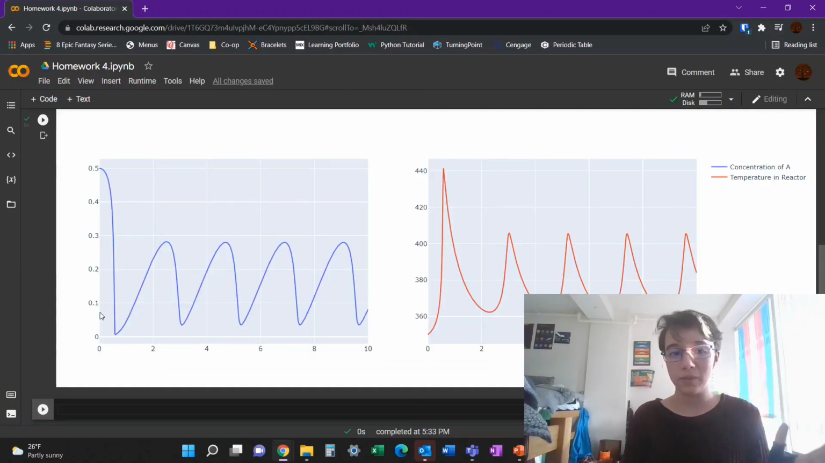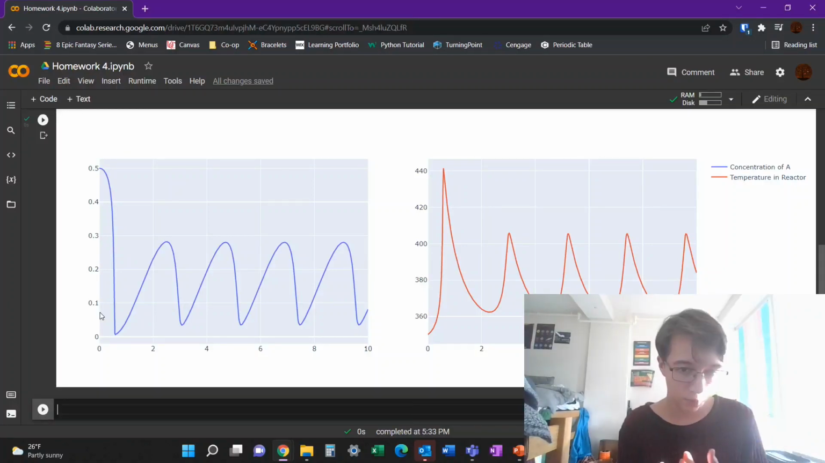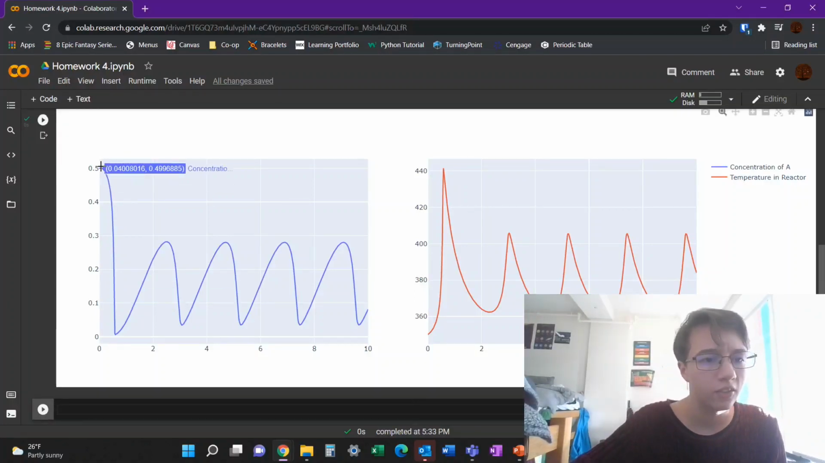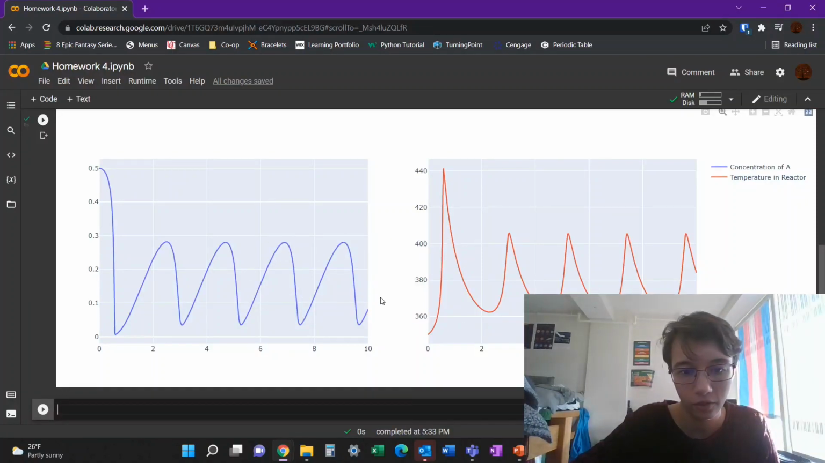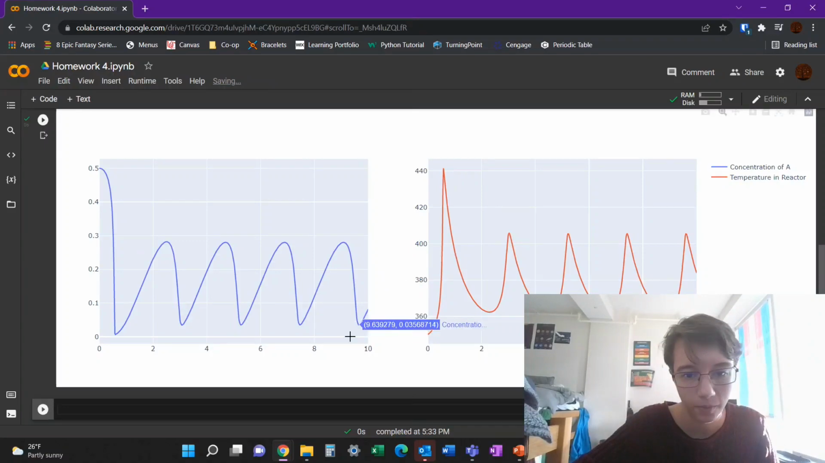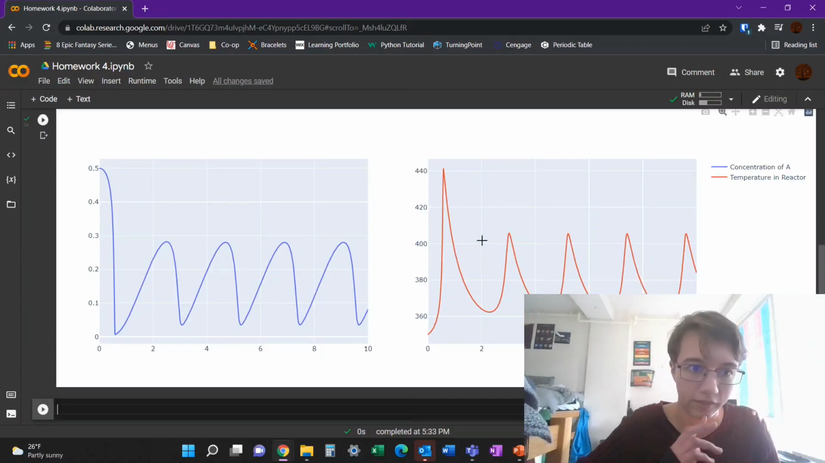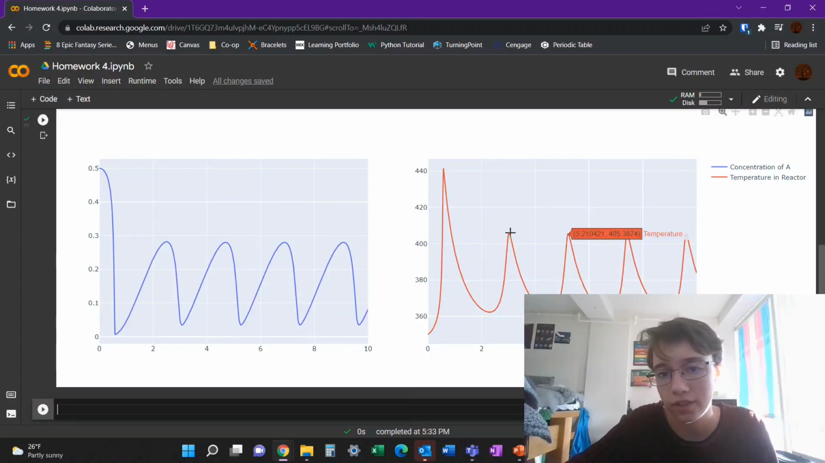Alright, so you can see this one's quite a bit different. It's not as nice, not as smooth. The concentration of A starts at 0.5, goes down to almost 0, and then just oscillates back and forth between almost 0.3 and almost 0, for longer than the first 10 minutes, but you don't really know how long because I haven't increased the time at all. We can do that and see how it looks in a minute, but let's look at the temperature first.